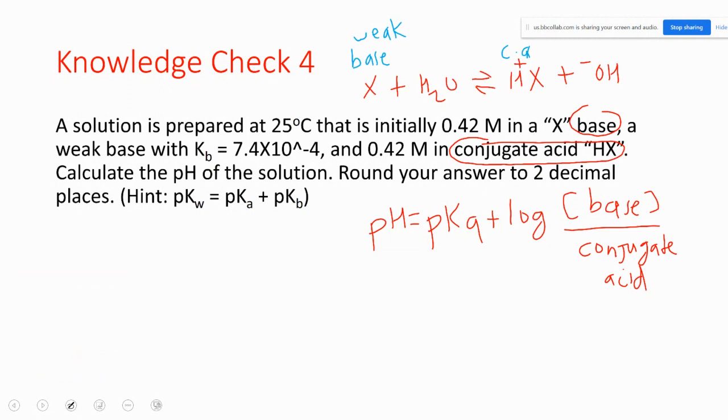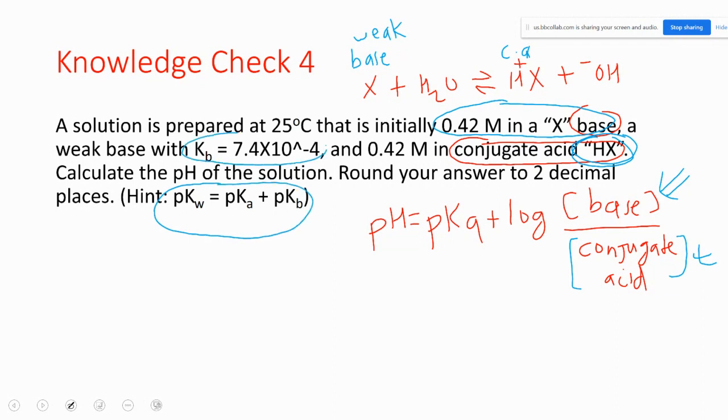So I gave you the hint, so hopefully it won't be that bad. Again, this HX is a typo. It should have been H+ X-. But just understand that this right here is your conjugate acid. That means you know the concentration of your conjugate acid here, and the concentration of your base is given as well. Now you have to find the pKa, because the pKa is not given to you, but I will provide the hint as to how to find the pKa from your pKb value. And remember, pKb equals minus log of Kb.